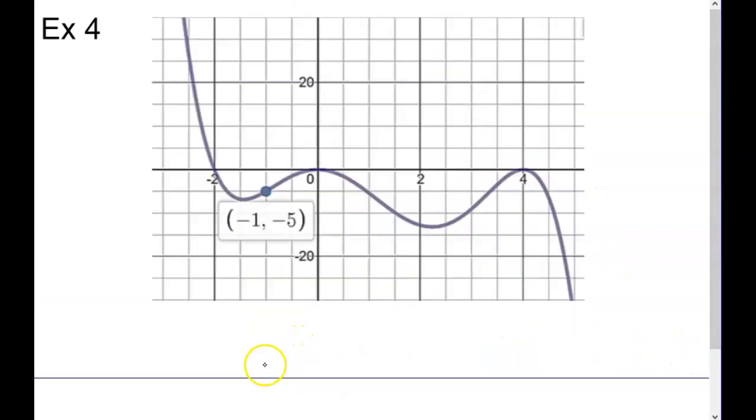Last one. What's going on here? What, even or odd degree? Odd degree, because the ends are going opposite directions. Positive or negative leading coefficient? Yeah, negative. A cubic looks like this. This one is upside down. It also has extra loop-de-loops.